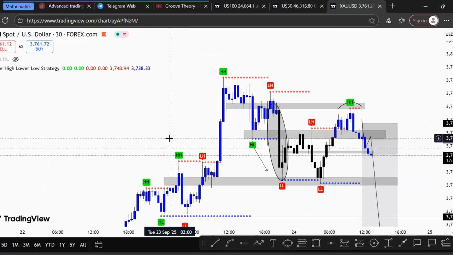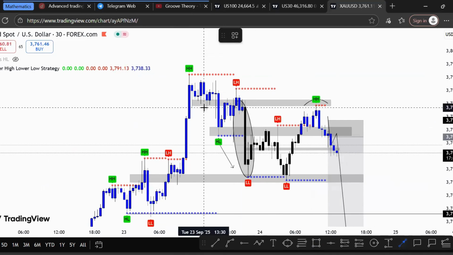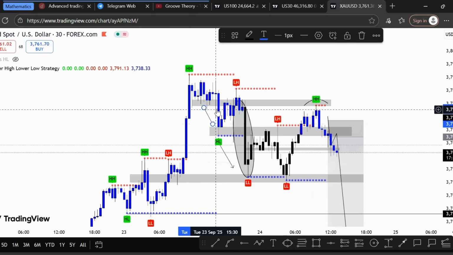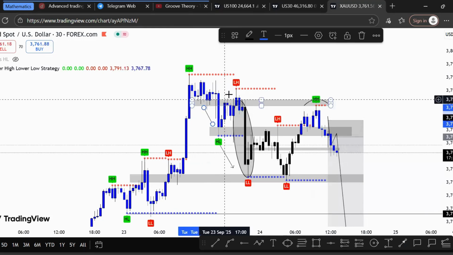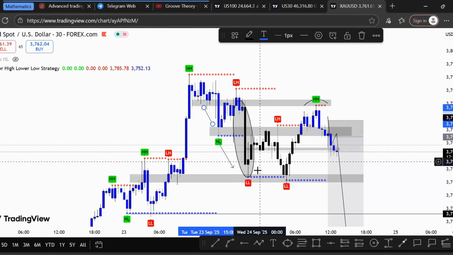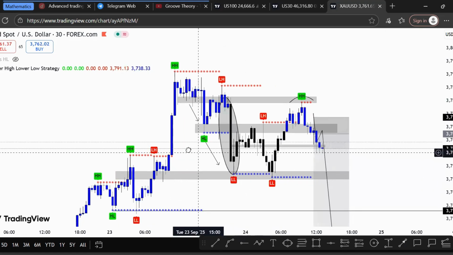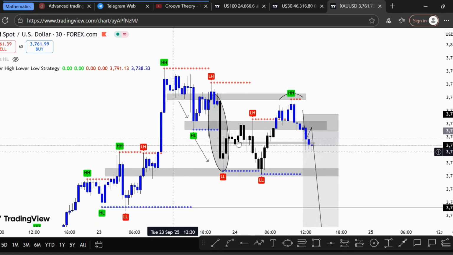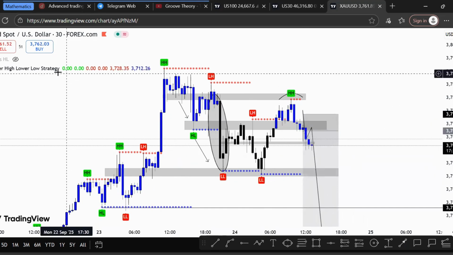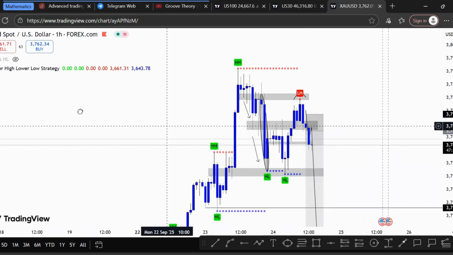As you can see also, price gave us a higher high, a higher low, and then went on to create a lower high. Anything below this would have been sales. The market went up to correct, came down, and sold down to these levels. So the same thing is happening, but now it's happening on the 1 hour.